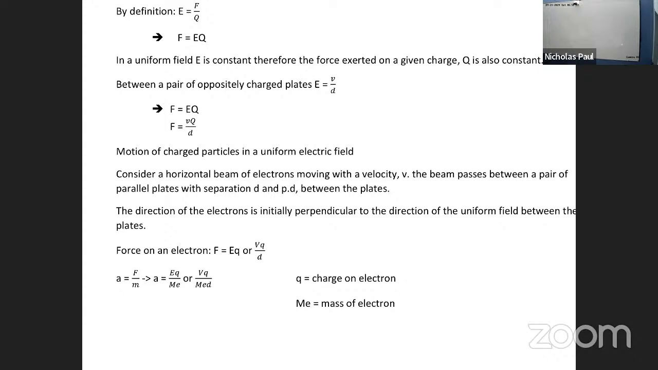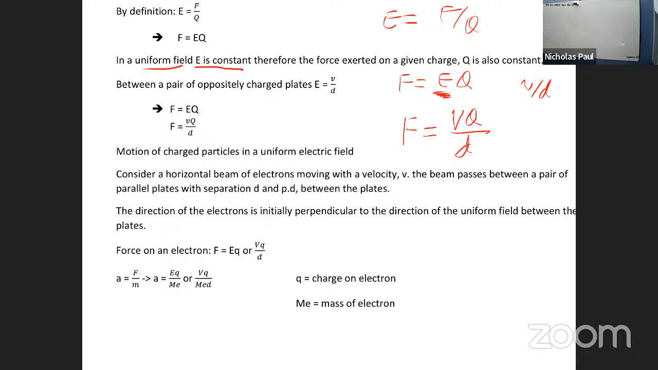Next part here. In a uniform field, the electric field strength is constant. Therefore, the force exerted on a given charge Q is also constant. We know electric field strength is F on Q, so F is equal to E times Q. And since we just found out that electric field strength is V on D, we can say that F is equal to potential difference times charge, all over D. So here's where the proof would have been important.